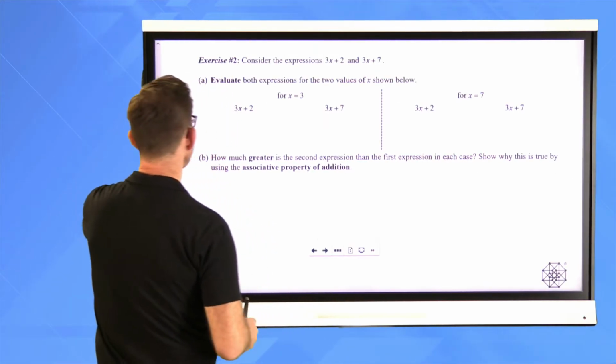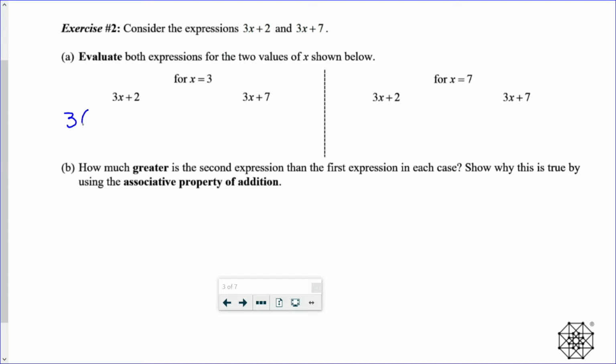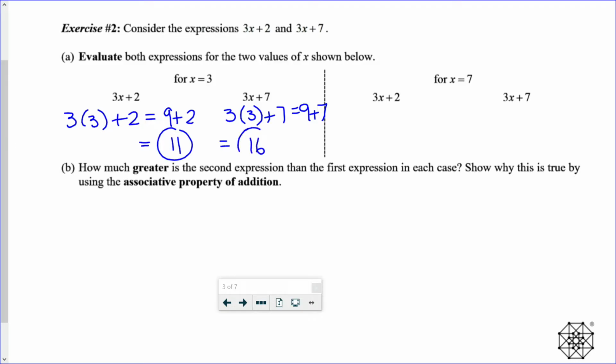So for x equals 3, we've got 3x plus 2, so that's going to be 3 times 3 plus 2. 3 times 3 is 9, and 9 plus 2 is 11. On the other hand, 3x plus 7 is going to be 3 times 3 plus 7. That's going to be 9 plus 7, and that's going to be 16. All right, obviously not equivalent.